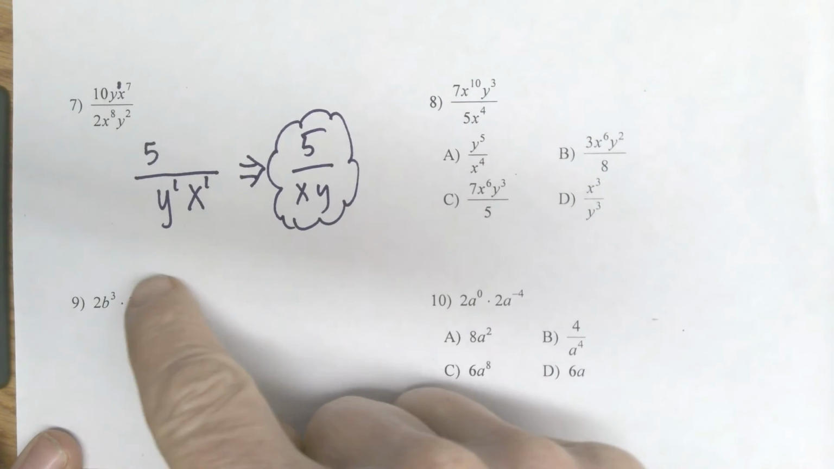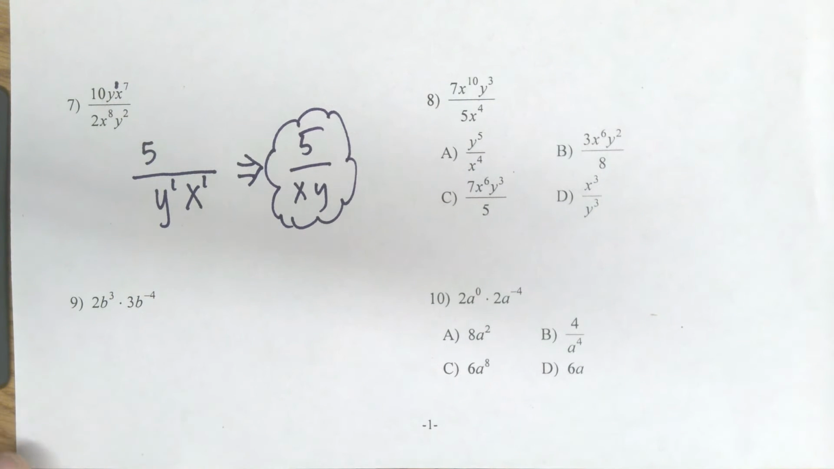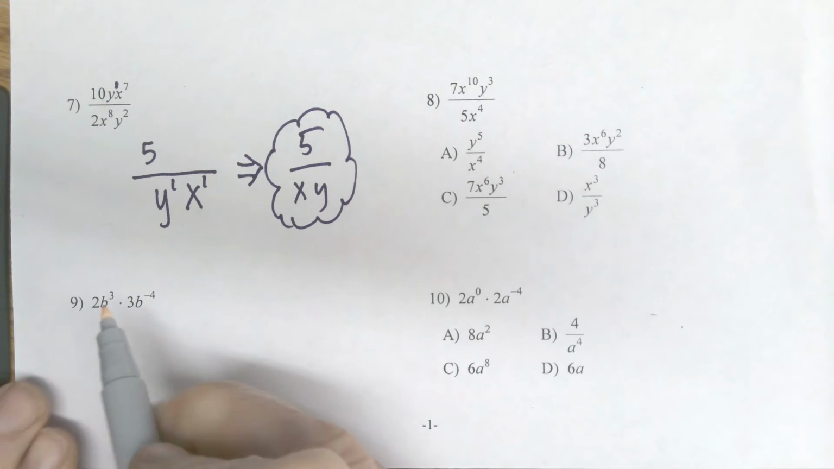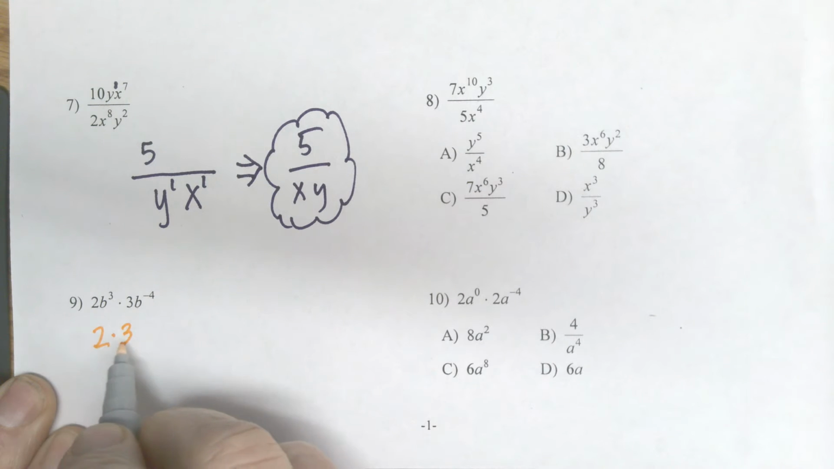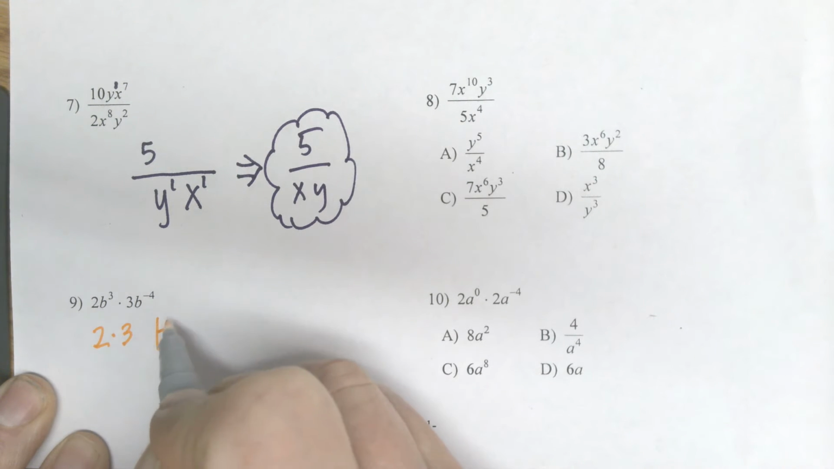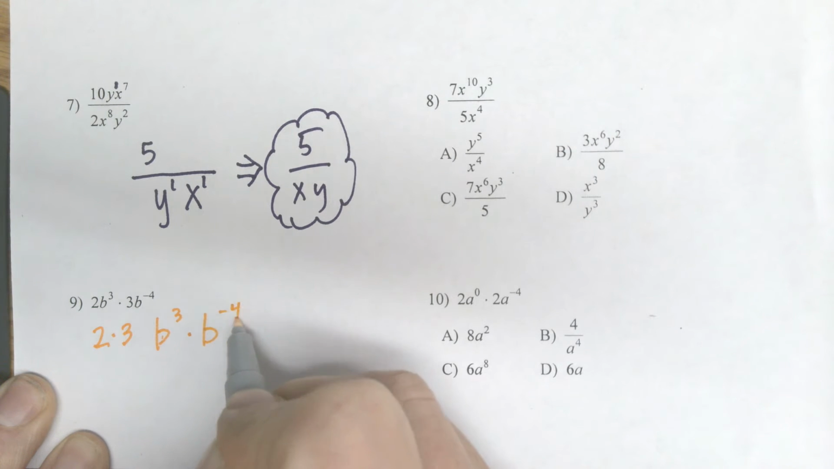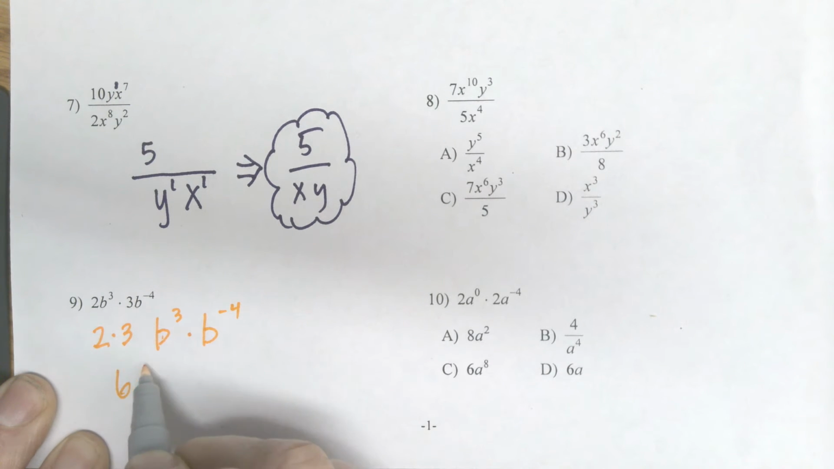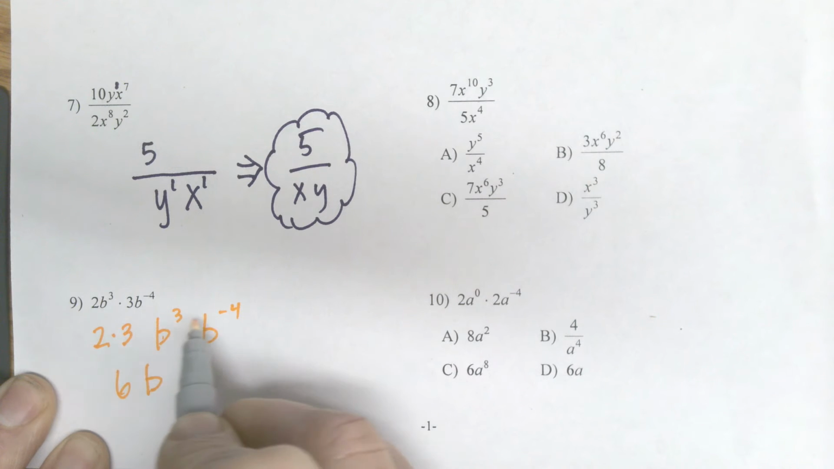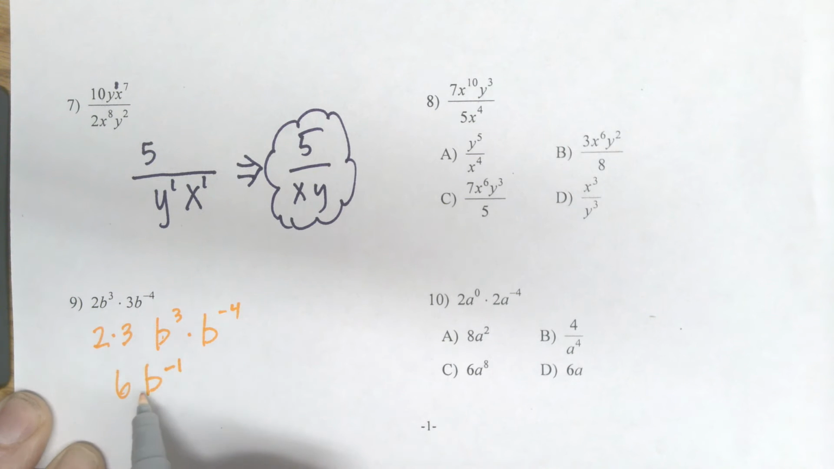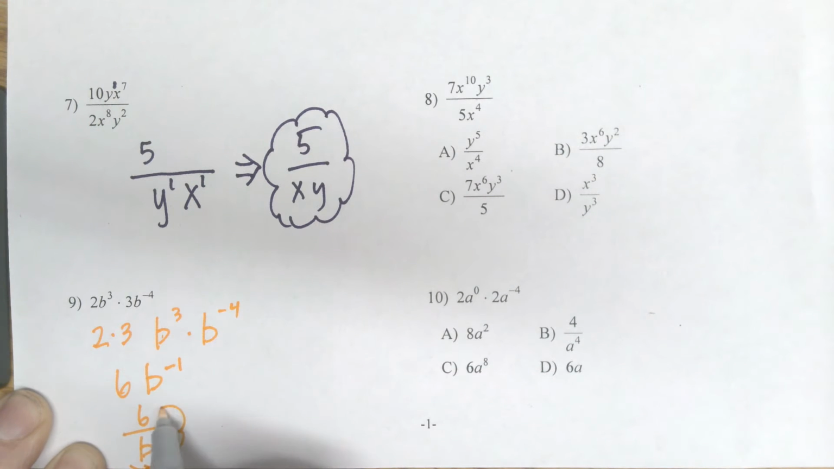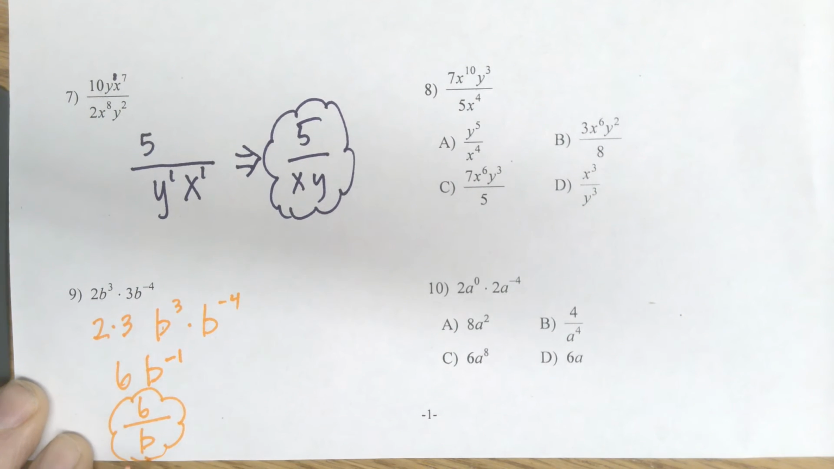Lastly, when it comes to the power rules, is how do I deal with negative powers? Well, when you have negative powers, you're still going to work through it the same way. So for instance, on this problem, I'm going to put my big numbers 2 and 3 together, and then I'll have my b to the third times b to the negative fourth, and this is 6b. I add those powers, 3 plus negative 4 is negative 1, and when I deal with a negative power, that means I'm going to put it on the bottom of the fraction, so I end up with 6 over b.